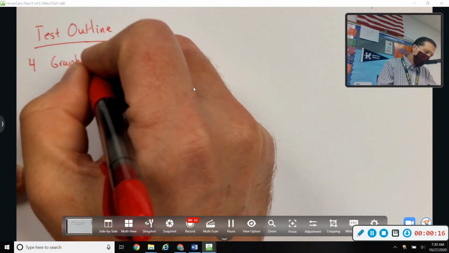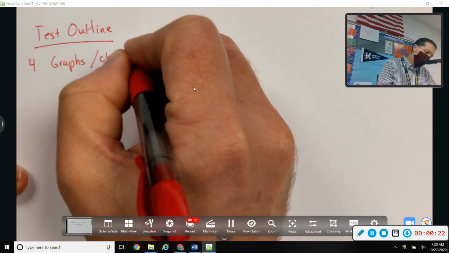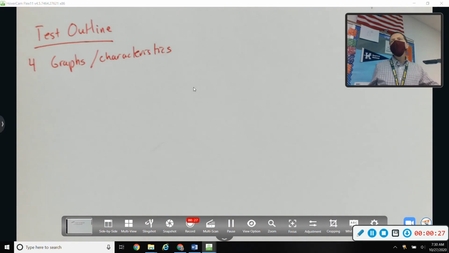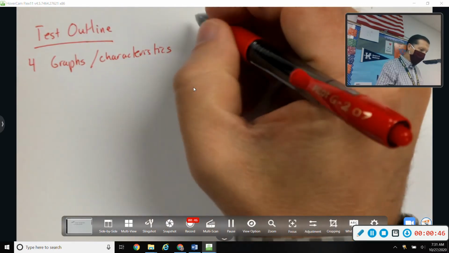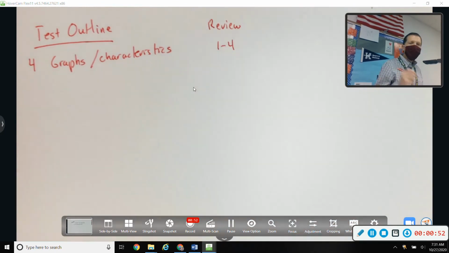4 graphs with characteristics. I think I spelled that right. Basically meaning what's the center, what's the vertices, what's the asymptotes, what's the eccentricity, for parabola, directrix, focus, all those things, and graph it. So that's pretty similar to, actually this is all pretty similar to the review. In fact, we could match it up to the review. So that matches 1 through 4 on the review.